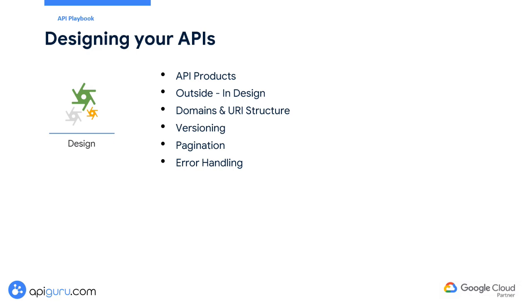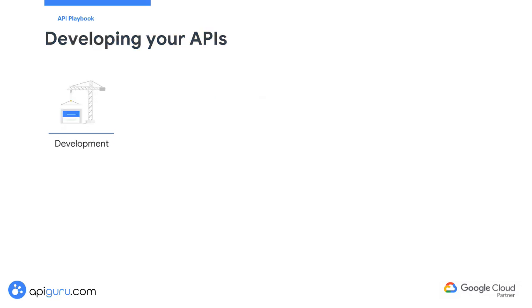Implementing consistent error handling improves the developer experience and facilitates faster troubleshooting. Let's move on to the section Developing Your APIs. The playbook should outline the fundamental security measures necessary for protecting APIs.